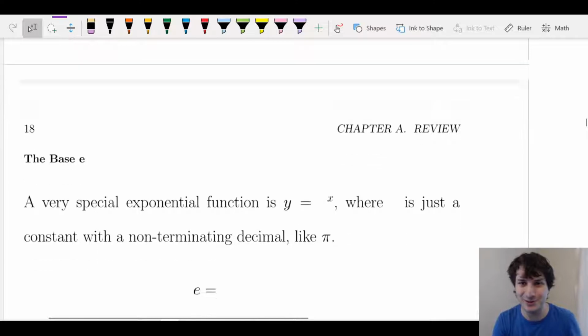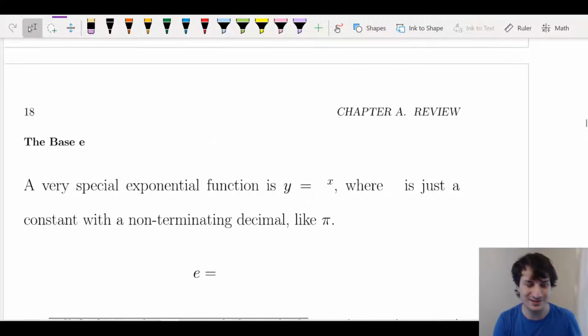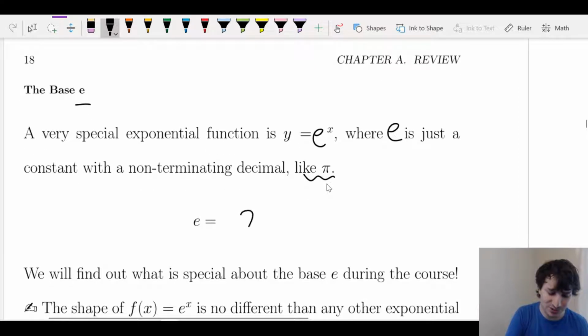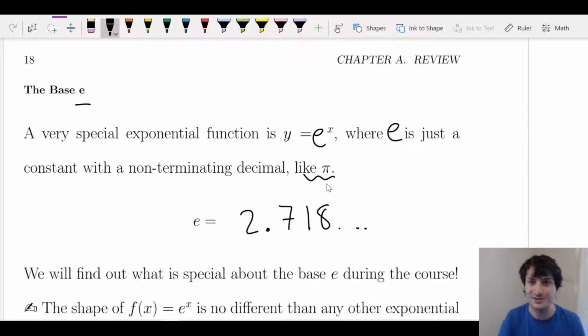Oh, okay, before we do practice, there's one special base, the base e. A very special base is the base e, where e is just a constant and it has a non-terminating decimal expansion like pi. So pi is this famous number that goes on forever. e is just like that. I believe it starts with 2.718, but let's see if I'm right, because I'm not very good at memorizing numbers.